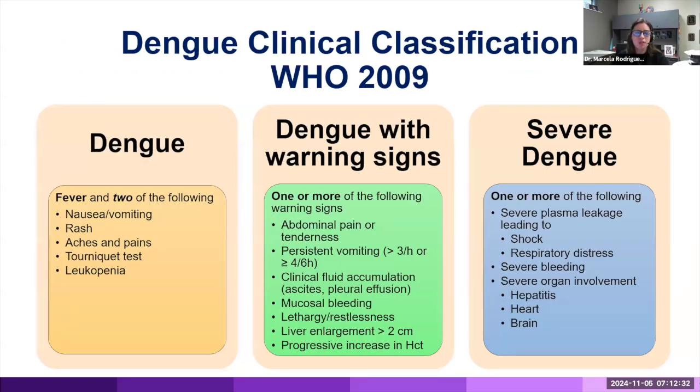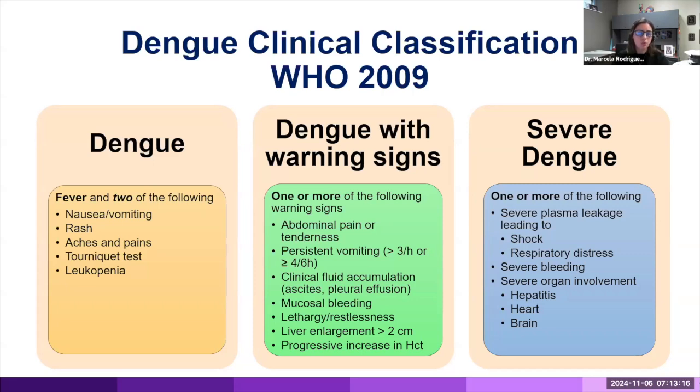Before 2009, dengue was classified in three different stages: dengue fever, dengue hemorrhagic fever, and dengue shock syndrome. After 2009, WHO came up with a new classification that has three different categories: dengue, dengue with warning signs, and severe dengue. So just going over that. The first one, dengue, is a person who has a fever and two of the following: nausea, vomiting, rash, aches and pains, a positive tourniquet test, leukopenia. So they need to have fever and two of those that I just listed.